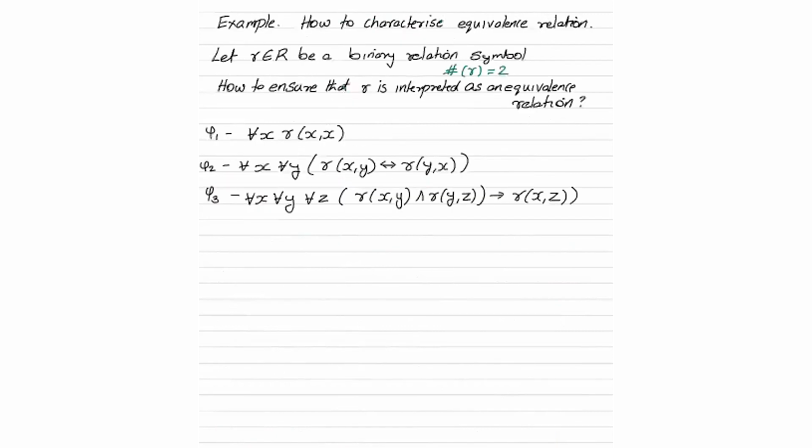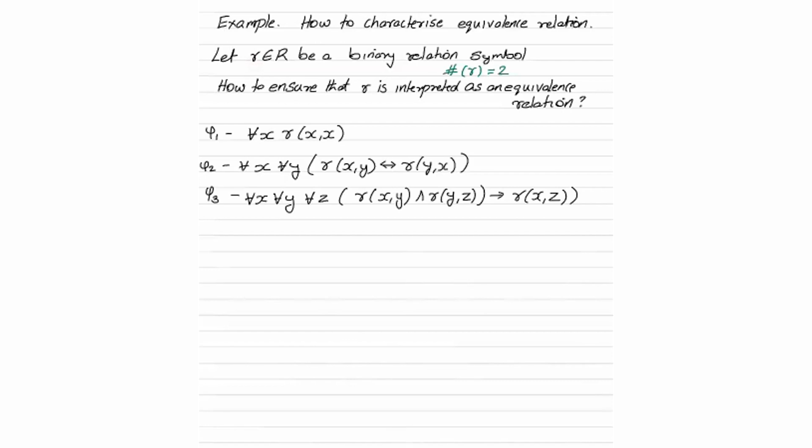Okay, so let's look at this. How do you characterize, for instance, an equivalence relation? I have a symbol R, which is a relation symbol, and I want to write a bunch of formulas which insist that the way you interpret R is that R is an equivalence relation. Okay, so R is a relation symbol. It's a binary relation symbol, so the arity of R is 2.